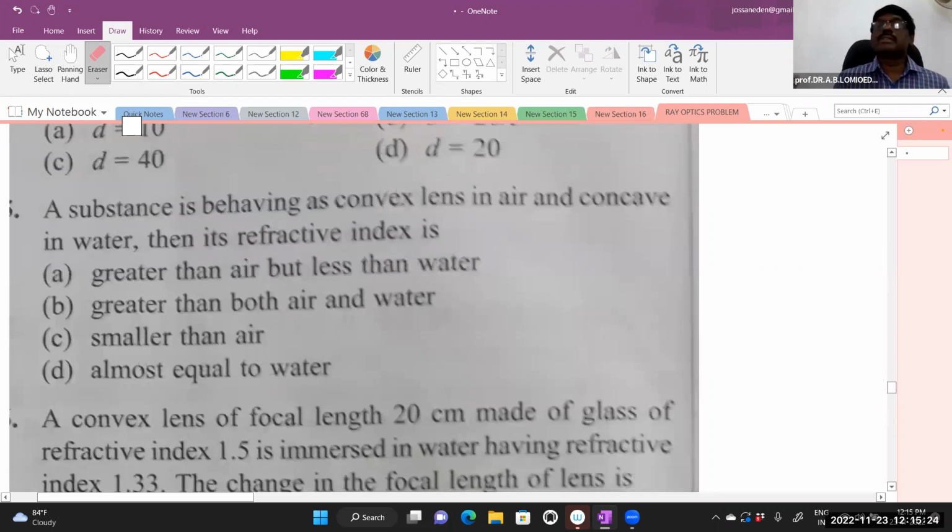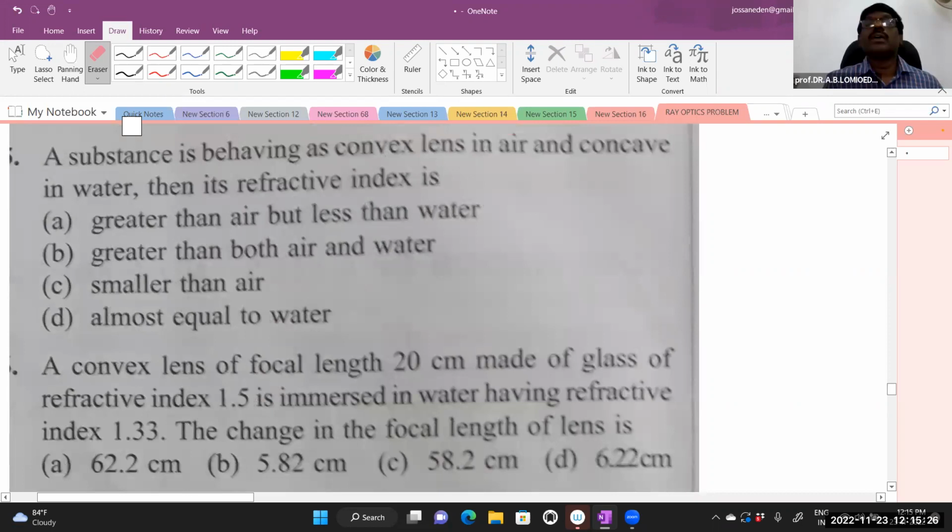A substance is behaving as a convex lens in air and concave in water. Then the refractive index is: greater than air but less than water; greater than both air and water; smaller than air, almost equal to water.